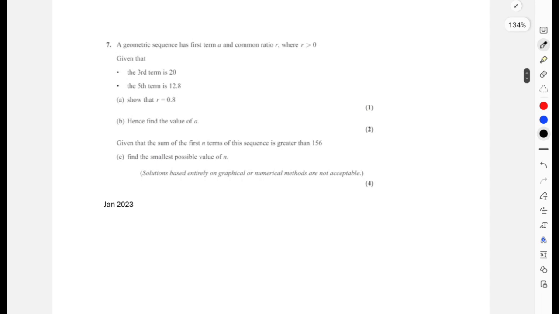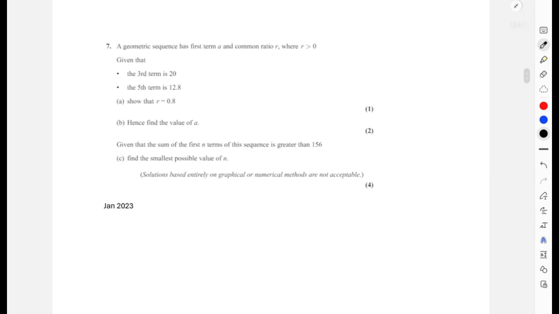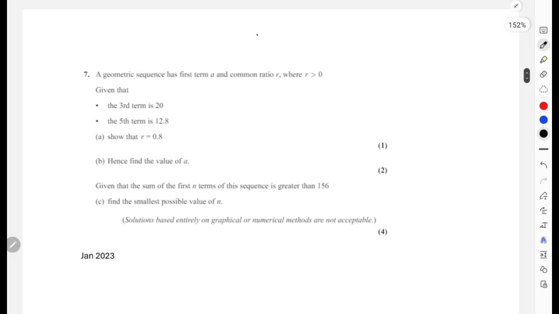This is again from January 2023, and this is for geometric series. I have actually compiled this entire file in such a way that it covers almost all the maths from your specifications, which you can use before your exams at this point. So this is for GP.